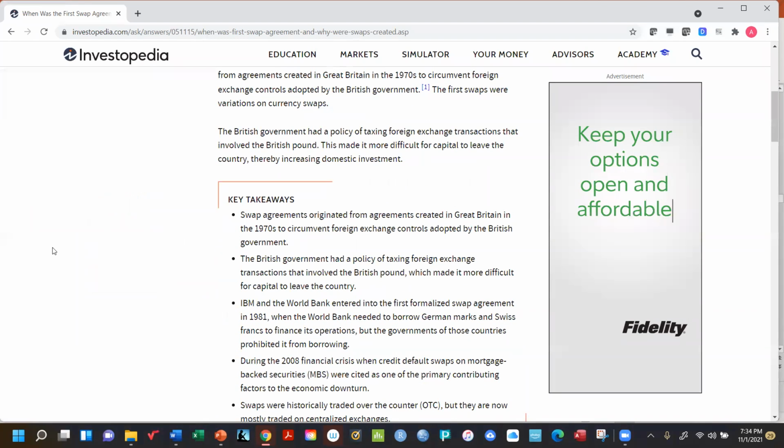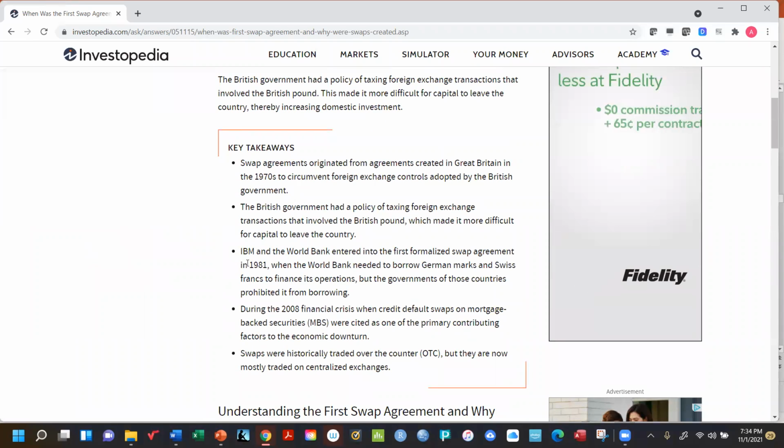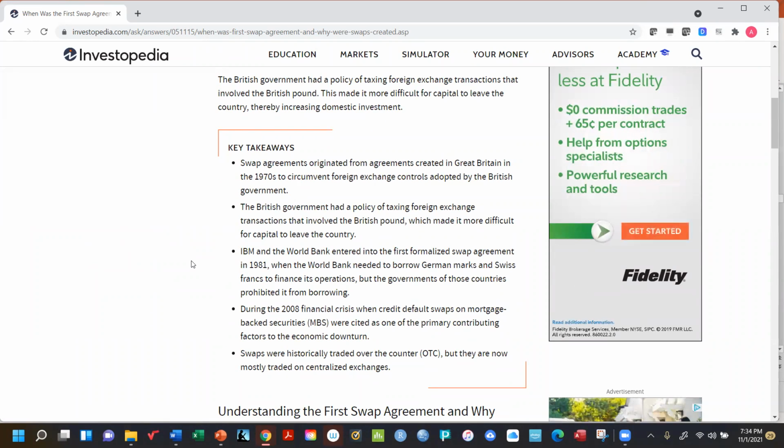well, all right, the first swap as we know them today: IBM and the World Bank entered into the first formalized swap agreement in 1981 when the World Bank needed to borrow German marks and Swiss francs to fund its operations, but the governments of those countries prohibited it from borrowing. Well, I can't imagine why that would be. The World Bank's purpose is to provide aid to third world countries. And so can you imagine them being told, no, you can't borrow marks and francs.